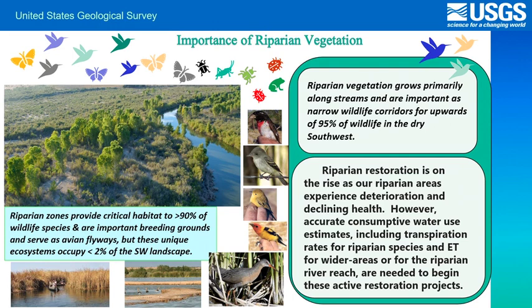As we know, riparian zones provide critical habitat to more than 90% of wildlife species and are very important breeding grounds and serve as avian flyways. But these unique ecosystems occupy less than 2% of this arid southwestern landscape. Riparian restoration is on the rise as our riparian areas experience deterioration and declining health, and accurate consumptive water use estimates, including transpiration rates from certain riparian species and ET for wider areas at the river reach level, are needed to begin these active restoration projects.